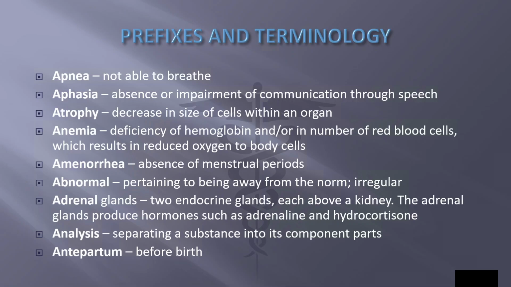And figure 4.1 shows us adrenal glands. These two endocrine glands are above each kidney. They secrete the hormones adrenaline or epinephrine and cortisol into the bloodstream. Our next prefix, we have ana, which means up or apart. Our term analysis, separating a substance into its component parts.